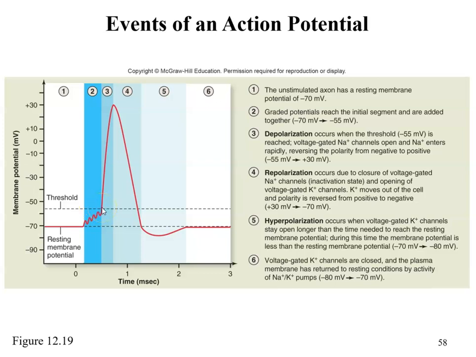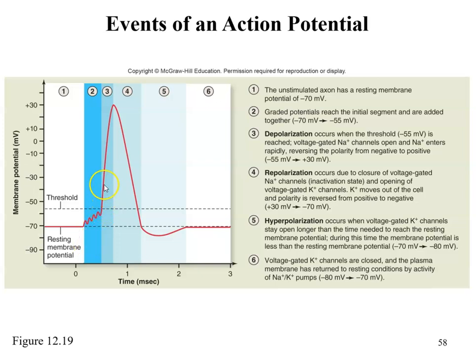And now once you hit threshold, an action potential is going to be generated, whether you like it or not. This is an all or nothing event. The action potential either goes when you hit threshold, or you don't hit threshold and it doesn't go. There's no in between. So once you hit threshold, the action potential is generated.